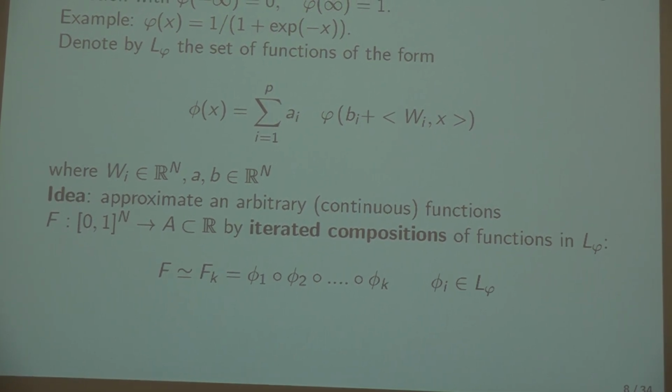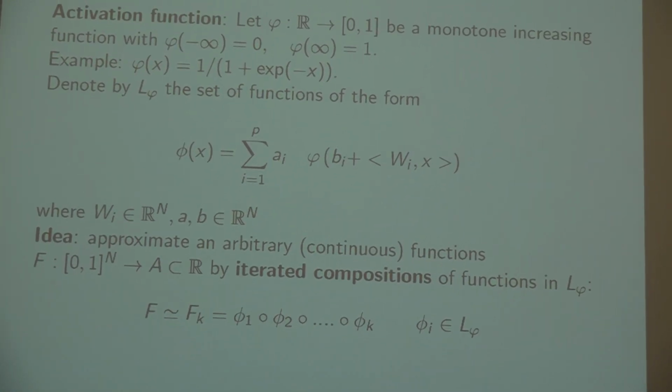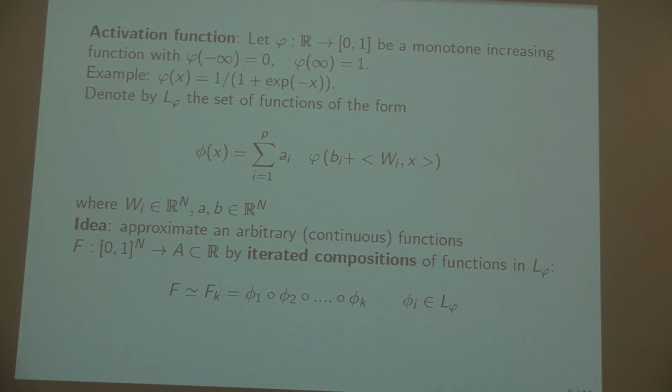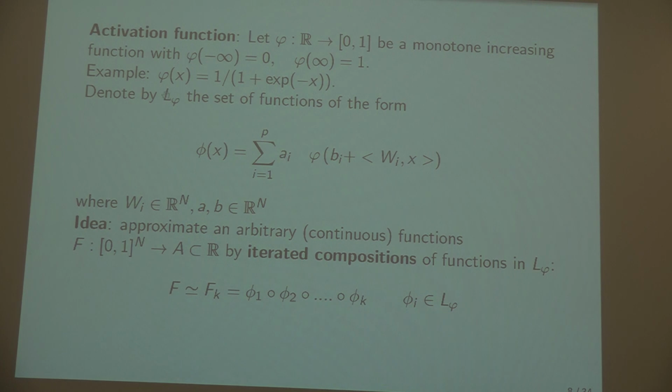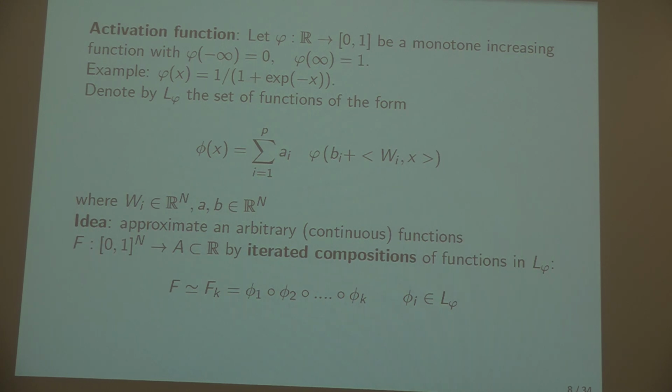So now I'm going to go into more detail about this. We fix some monotone increasing function going from 0 to 1, phi. In all the examples, I will use this. In fact, the theory shows that the choice of this function is not very important. You can choose whatever you like. In the literature, you either choose this or you choose a max of x and 0, which is not smooth, but it doesn't matter.